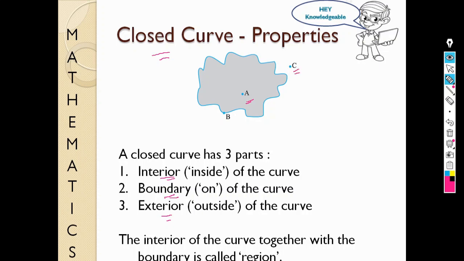The interior of the curve together with the boundary is called the region. So this is the boundary. This line signifies the boundary. And this area inside the boundary is called the region.